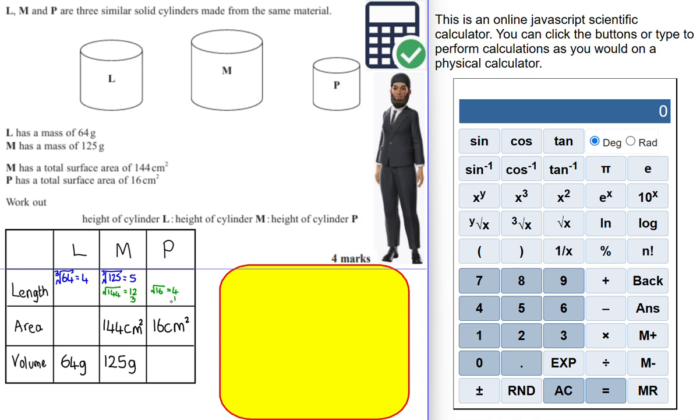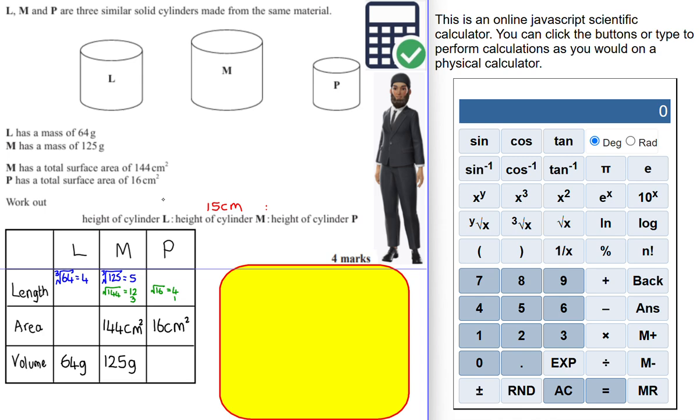Now, what we need to do is compare the 5 and the 3, and get the LCM of this. So 5 times 3 gives us 15. So that should give us 15 centimeters. That's going to be the height of M. Let's write that in: 15 centimeters over here.